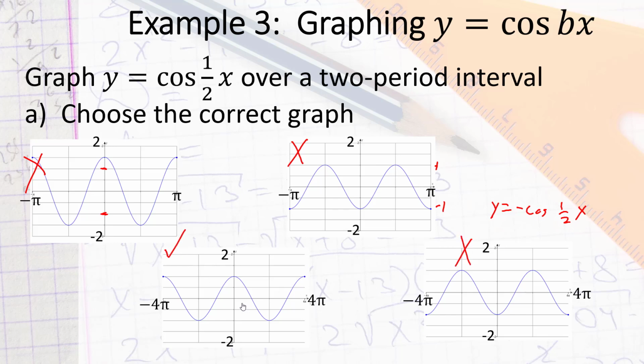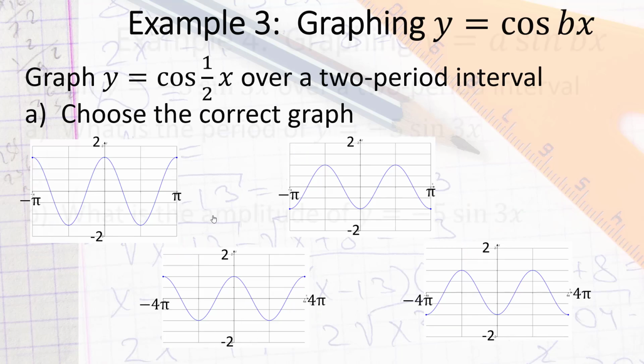How do we know? Well, first of all, it has the right shape. Since there is no negative value here, we don't have a flipping. Secondly, it has the period of 4 pi. That's one period. There's the second period. And thirdly, this value is 1. This value is negative 1. So the amplitude is correct. So there we go. Okay, let's take a look at another example.